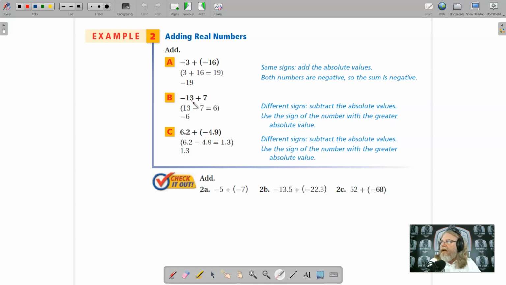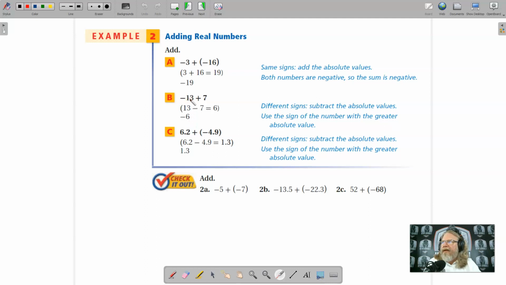On the next one, we have negative 13 plus 7. So one's negative, the other one's positive, and we are doing addition. So let's go ahead and consider 13 minus 7, and that's 6. So our answer is 6. Which has the greater absolute value, 13 or 7? 13 does. It's negative, so our answer is negative as well.